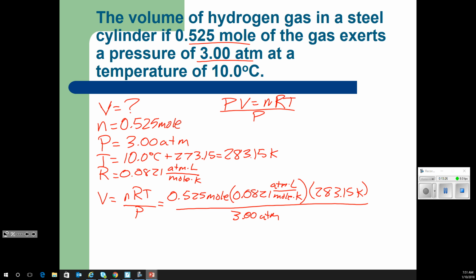Again, stop, make sure things will cancel. Mole, mole, Kelvin, Kelvin, atmospheres, atmospheres. Does it make sense that volume would be in liters? Yes, it does. I'm not getting why you do atm times liters divided by 1. That's the unit on R. That's the whole unit on R.